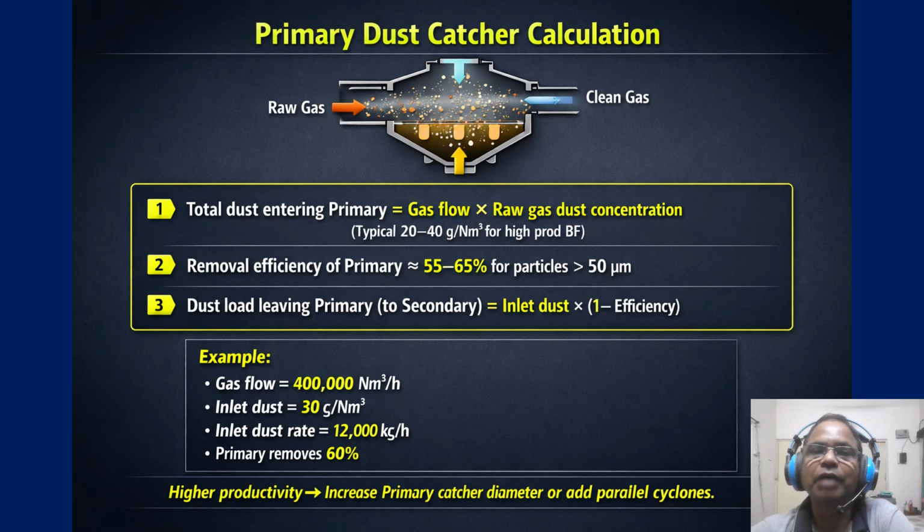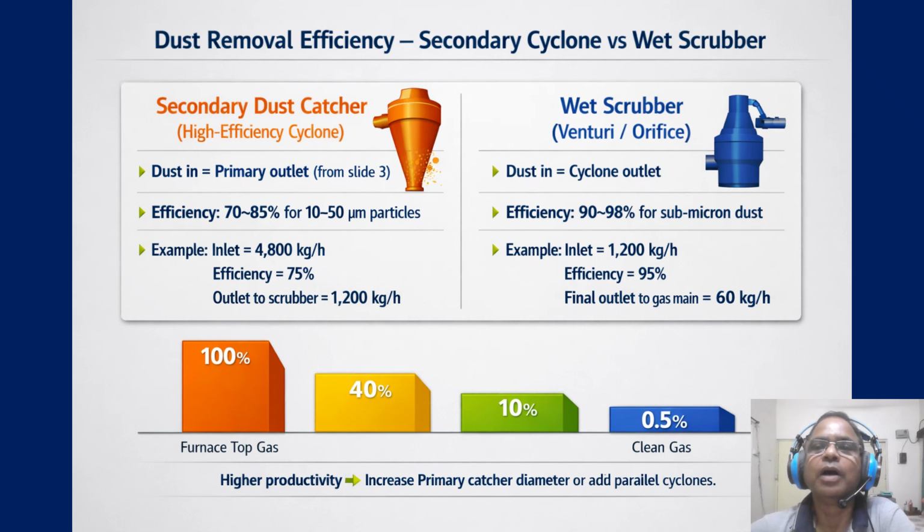So coming to our dust removal efficiency part, we compare the next two stages, that is the secondary dust catcher cyclone and the wet scrubber. Look at the images on the side: you see a cyclone body on the left and a scrubber on the right. The secondary cyclone removes the dust that escapes the primary catcher, mainly particles between 10 to 50 micron, with efficiency of 70 to 85%.